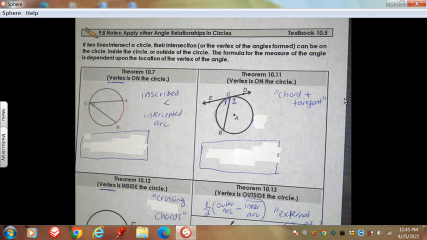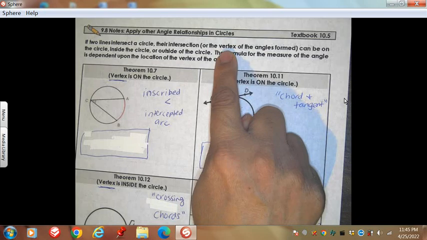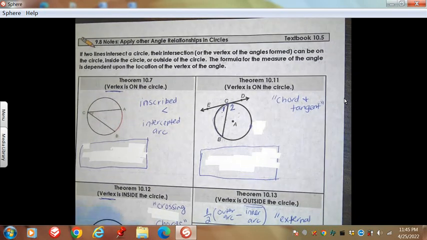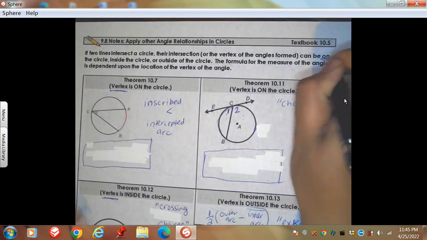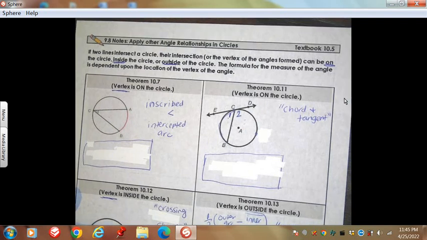We've seen some different descriptions of different lines and the theorems that we covered, specifically the theorems from the last unit. Now there's some more theorems, and so it says if two lines intersect a circle, their intersection is either going to be a vertex. Sometimes the vertex of the angles form, like if you imagine two lines meeting, they form an angle that has a vertex to it. And it can be on the circle, inside the circle, or outside the circle. So those are the three options: either on it, inside it, or outside it.